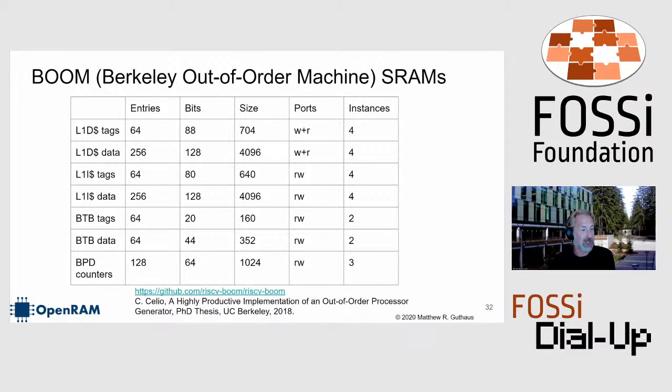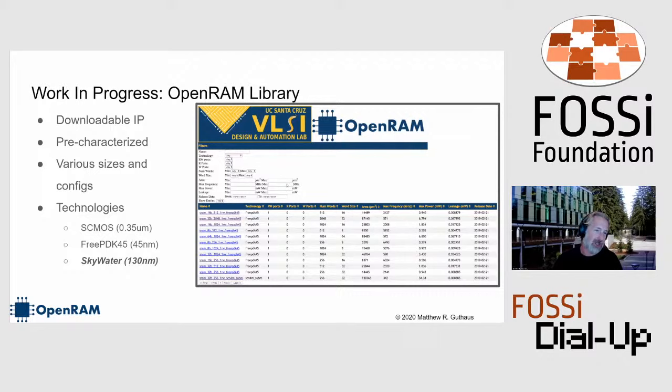What does that library page look like? So again, this is not live yet because I had dummy data here and people were reporting things were broken because it was dummy data. So all these areas are not necessarily accurate. The idea is here, you can have a page, you can filter by technology, parameters. These will be pre-characterized. And we're gonna add SkyWater as well. Right now it was just SCMOS and FreePDK.